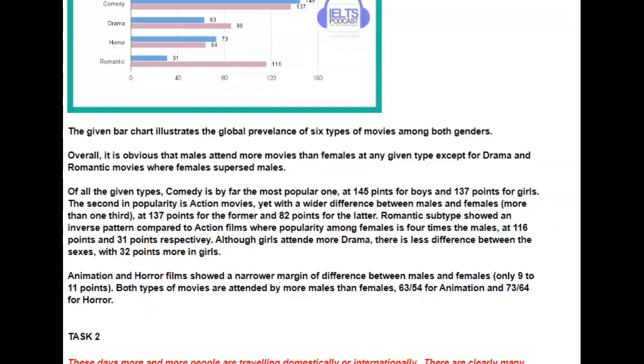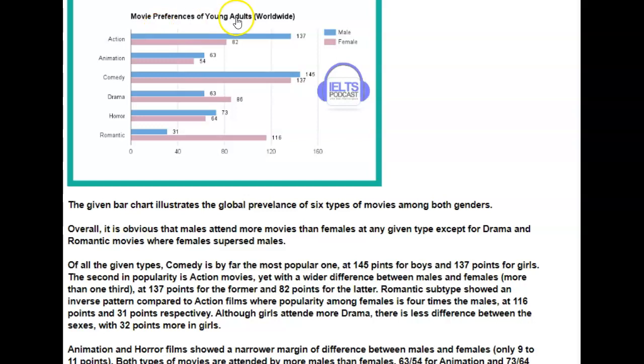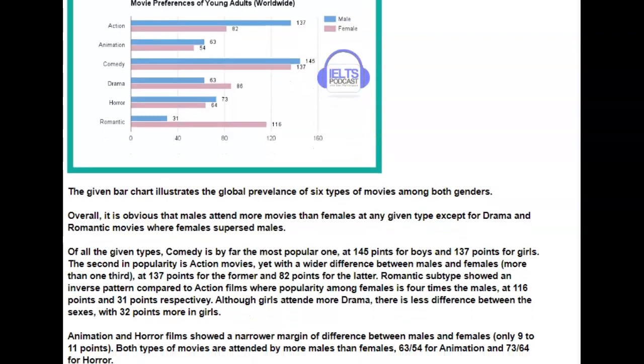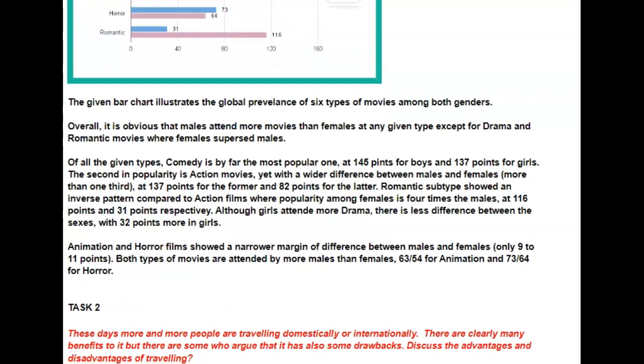All right, so let's see what you said. Of all the given types, comedy is by far the most popular one at 145 points for boys and 137 points for girls. Careful. Boy and girl is basically anyone under 18. You don't know that to be the case here. The task refers to them as young adults, and young adults makes you think, well, an adult is over 18, so it's someone who is 18 or slightly older. So it's inappropriate to call them boys and girls. It's not an appropriate synonym. You could have called them males and females, or men and women. Either of those words would be fine.